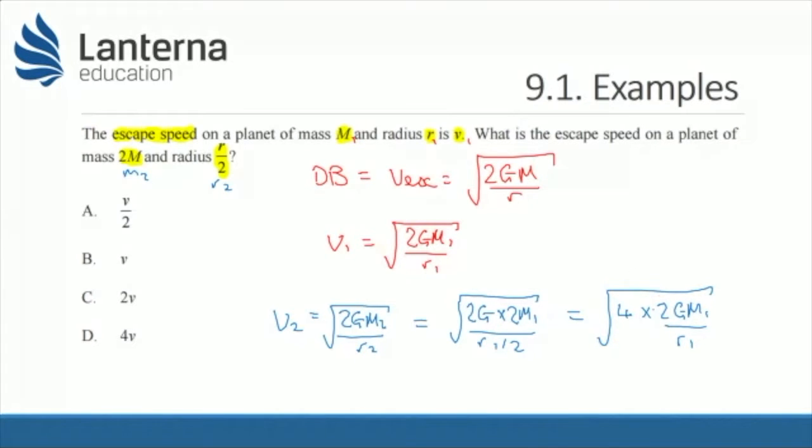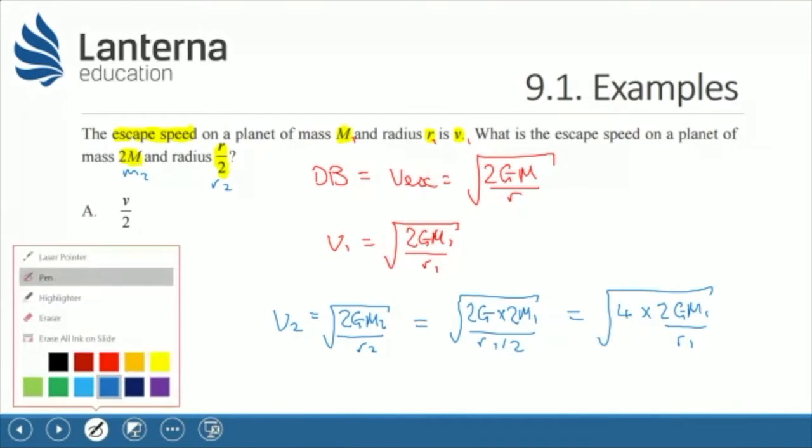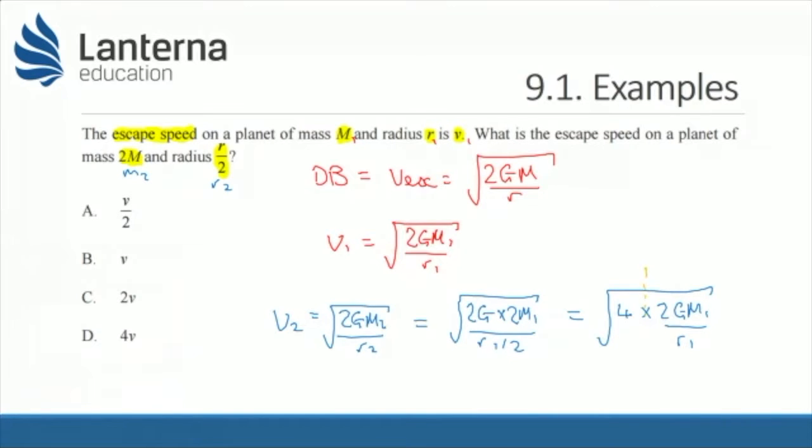Now, the key thing about surds, and I think we looked at this a little bit last time, is that if I've got a multiply inside the surd, I can split along the multiply. So we can split across the cross. So that becomes the square root of 4 times the square root of GM1 over r1. Square root of 4 is 2. And this expression here is v1. So I can see from working this through that the answer is going to be C.